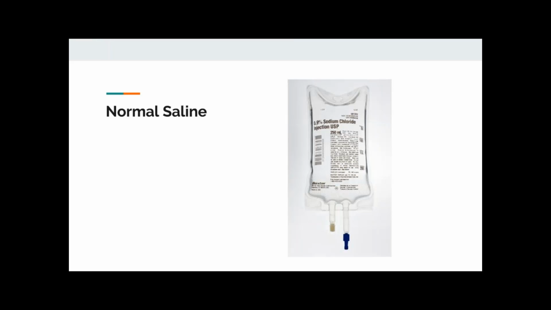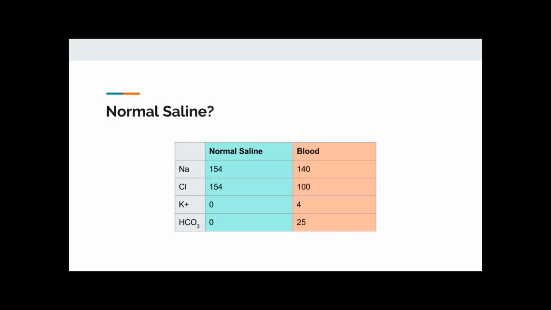who here, whenever you get your patient, just grabs a bag of normal saline? Everybody grabs a bag of normal saline. Does anybody know the content of normal saline? And I've talked to a bunch of you guys about this already, right? It's 154, right? So if you look at normal saline compared to blood, normal saline actually has 154 milliequivalents of sodium and chloride. Why? Because it has to be isoosmolar to blood, right? So you want to give something that has the same osmolarity as blood.